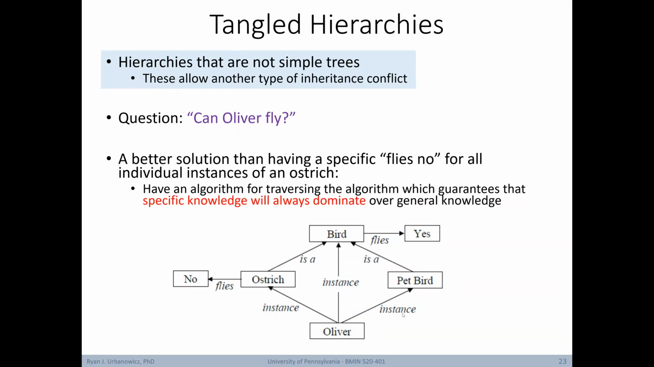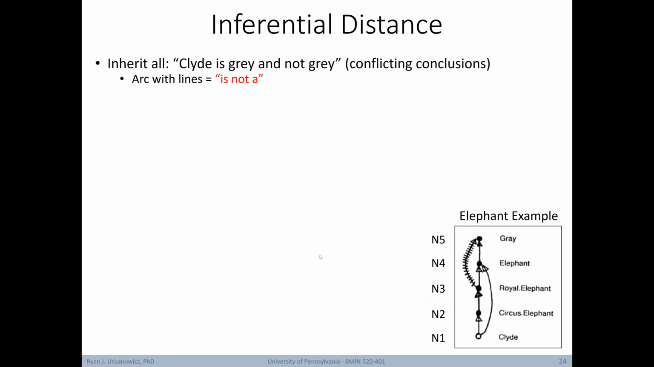To get around this, we could design an algorithm that more intelligently traverses what gets inherited by an object. Such an algorithm will ensure that specific knowledge always dominates over general knowledge, without having to individually annotate all instances of ostrich in this example. So how do we do this? Well, to understand how this is done, first we need to understand what's called inferential distance.